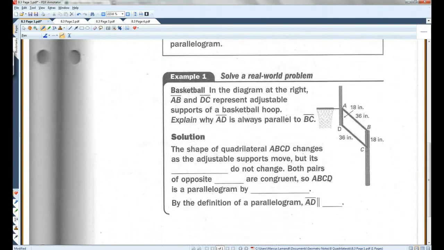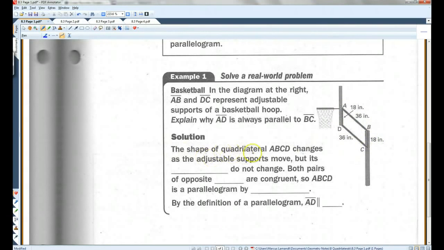So for example, in the diagram at the right, AB and DC represent adjustable supports of a basketball hoop. Explain why AD is always parallel to BC. So this is what we have. We have this quadrilateral. It can move up and down, it looks like. They want to know, why is AD always going to be parallel to BC?